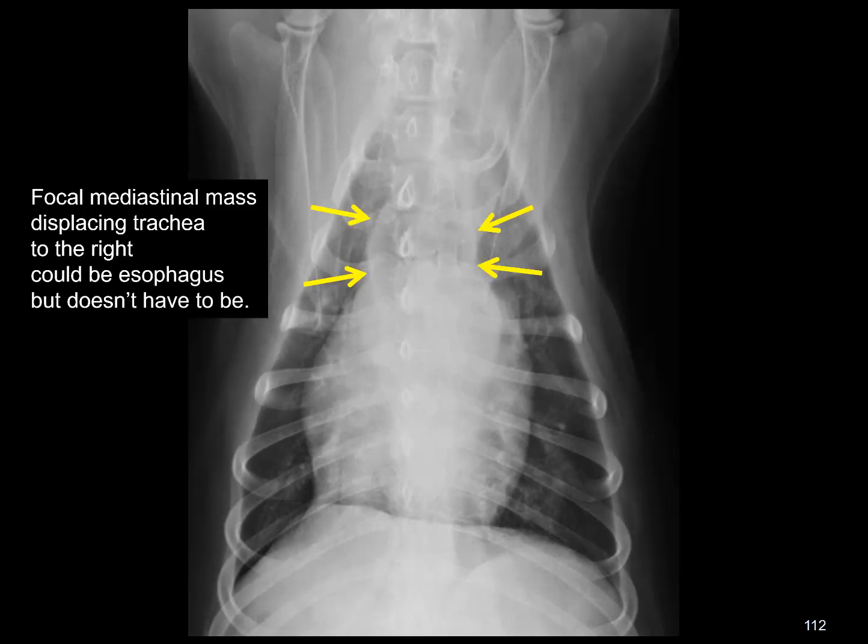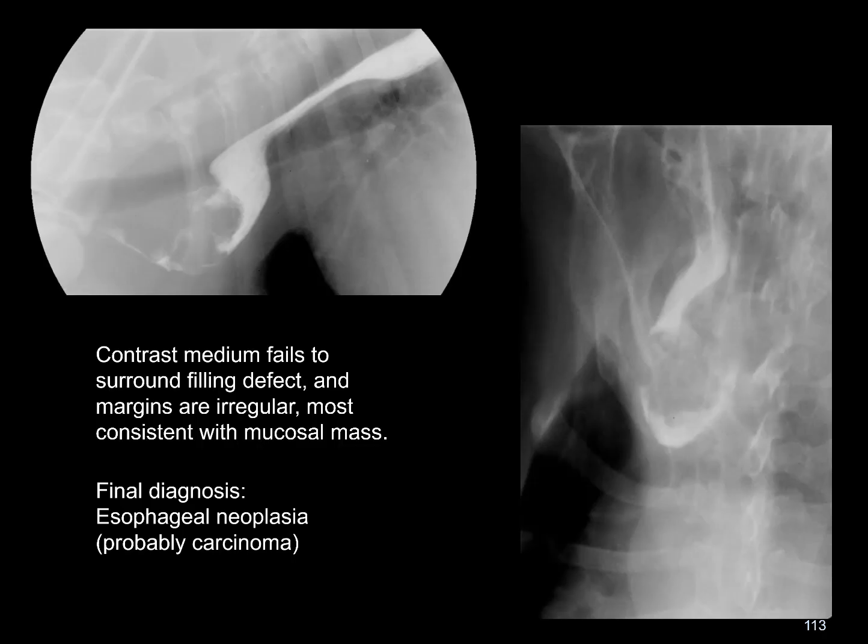Ventrodorsal view, I've got some widening of the cranial mediastinum. The trachea is sneaking a little bit more to the right than normal, so suggests, again, there's a mediastinal mass here. Esophagus would fit, but it's certainly not specific for esophagus on the basis of that.